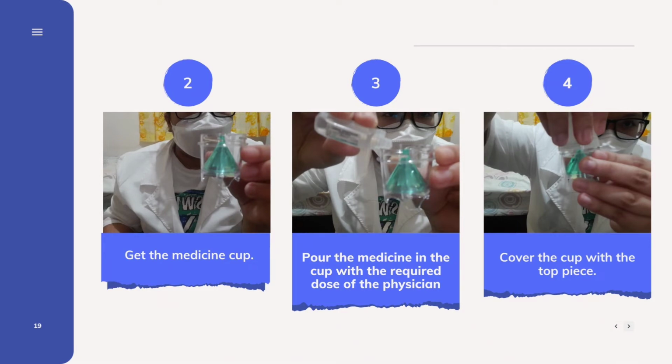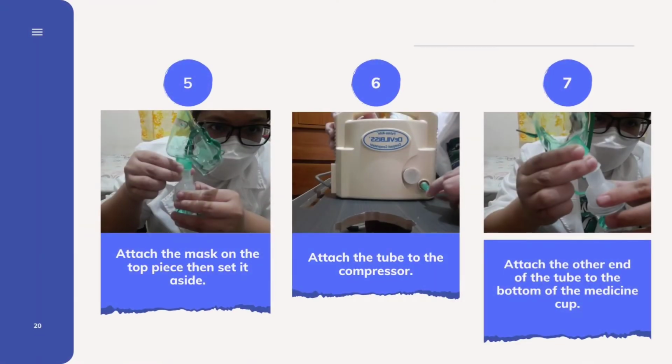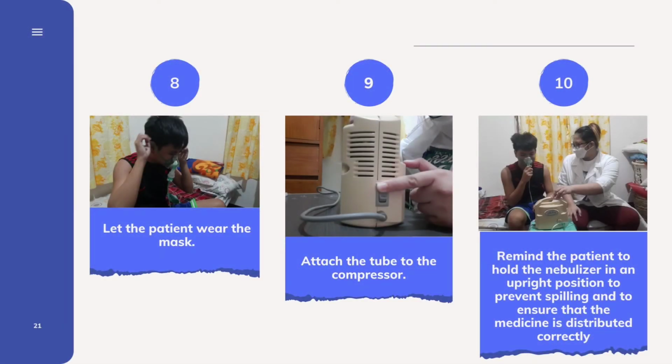Fourth, cover the cup with the top piece. Fifth, attach the mask on the top piece, then set it aside. Sixth, attach the tube to the compressor. Seventh, attach the other end of the tube to the bottom of the medicine cup. Eighth, let the patient wear the mask. Ninth, turn on the compressor.